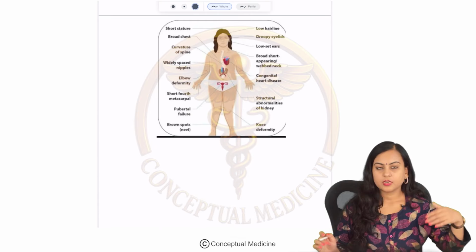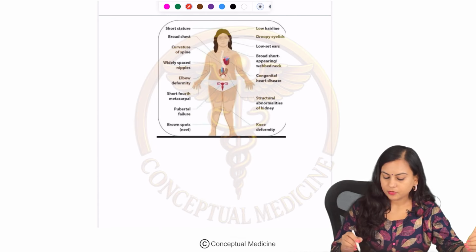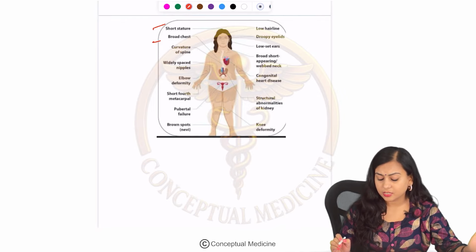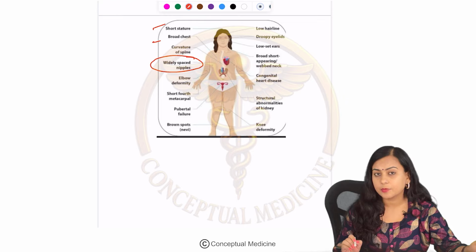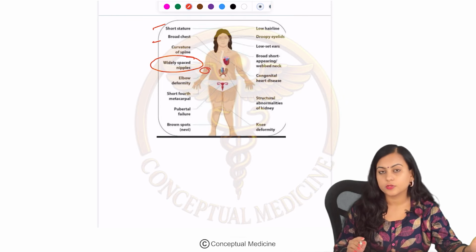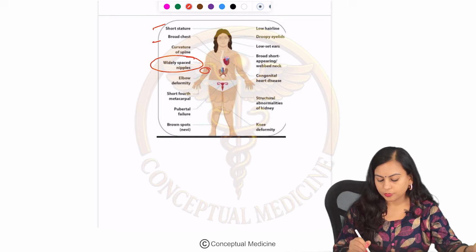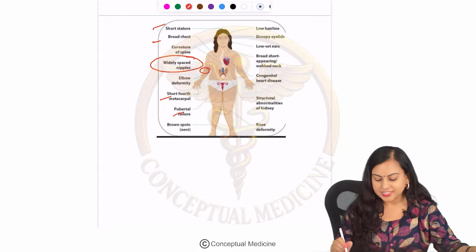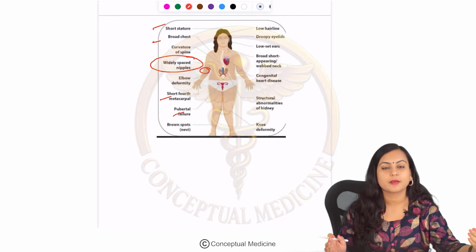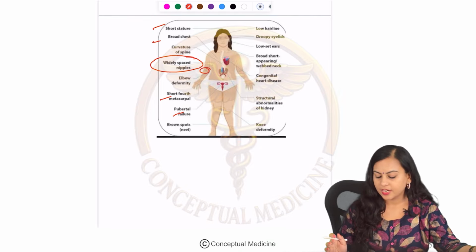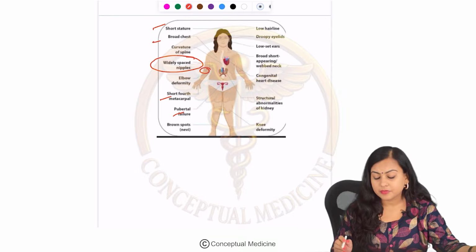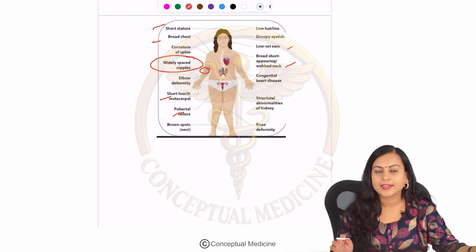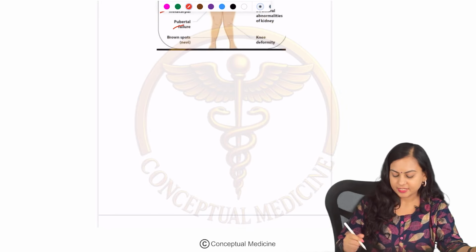Right. Now, in this picture, they are showing a female with short stature with a broad chest, there is curvature of the spine, widely spaced nipples, there is elbow deformity, and this seems to be like a cubitus valgus, right? Then there is a short fourth metacarpal, pubertal failure, brown spots, knee deformity, structural abnormalities of the kidney. She has congenital heart disease, for example mitral valve prolapse or a bicuspid aortic valve. There is a broad, short, webbed neck, low set ears, low hairline, and ptosis of the eyelids. What do you think? Yes, it is going to be Turner syndrome.